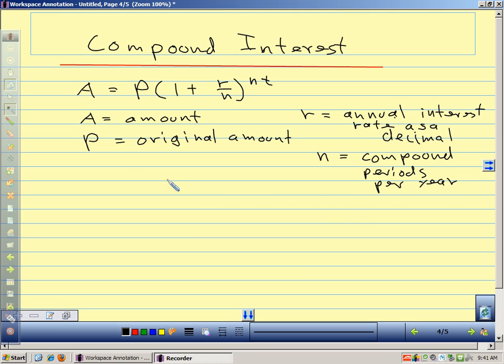And T is time. In years, usually in years. Can it be in anything else? It could be in anything else as long as our annual interest rate and our compounding periods corresponded to our time. So if our annual interest rate is in years, we'd have to express our time in years and our compounding periods in years. So all the units have to match essentially.